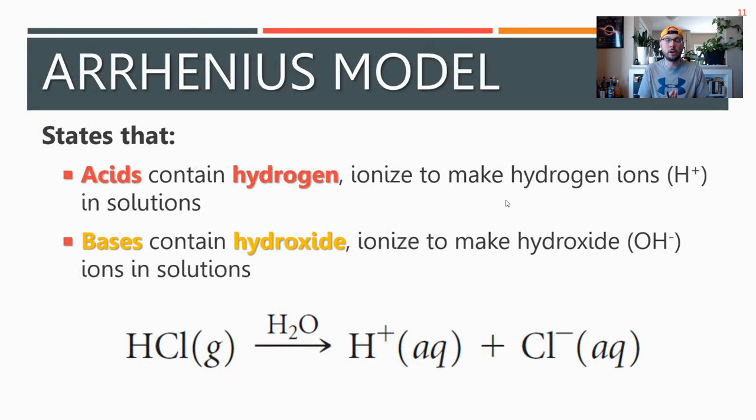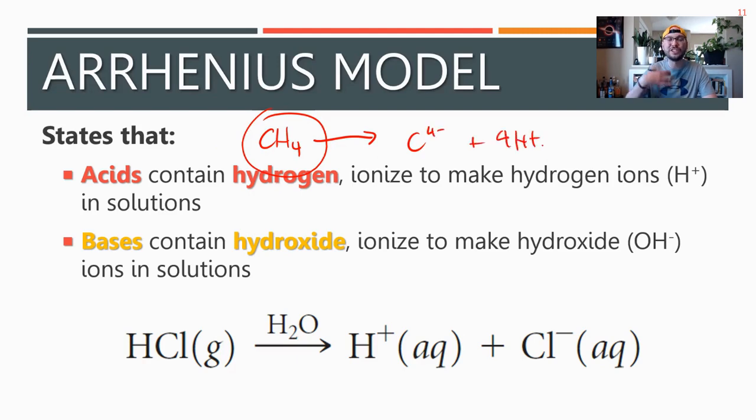So in the Arrhenius model, acids are substances that contain hydrogen and ionize to make H plus ions, while bases contain hydroxide and ionize to make hydroxide ions. So for example, an acid would be something like hydrochloric acid, HCl aqueous, which ionizes to form H plus and Cl minus. So based on the Arrhenius model, this is an acid. Just because something has hydrogen doesn't make it an acid. CH4 is an example of that. CH4 does not form a carbon anion and 4 H plus ions, so it's not an acid.